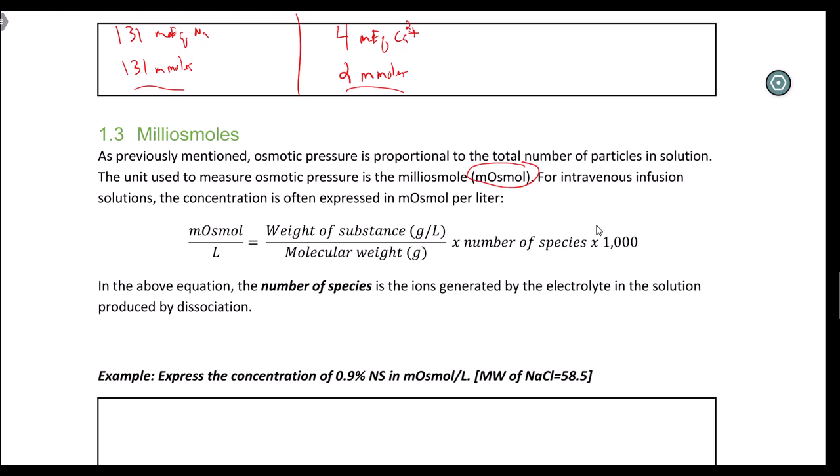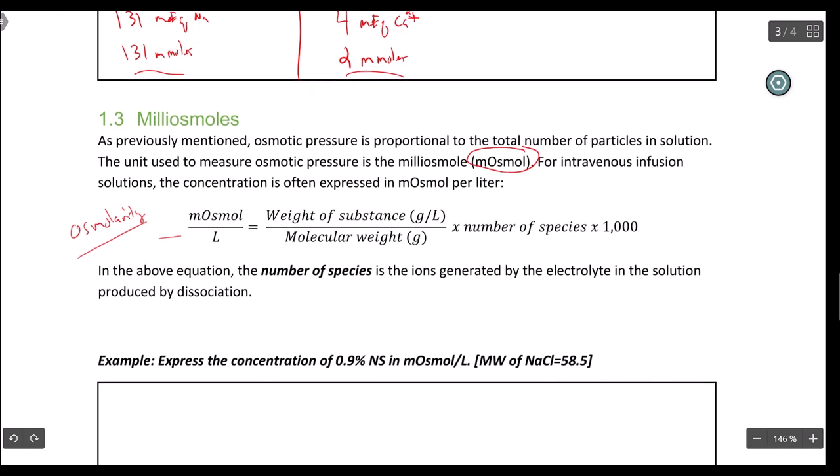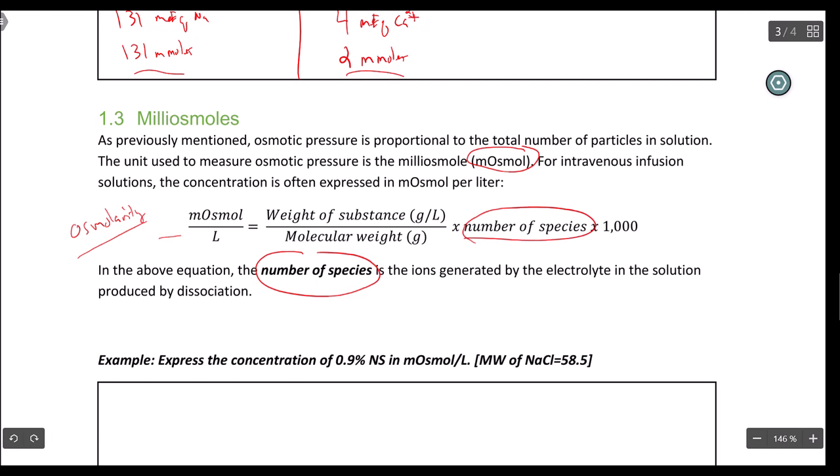So if somebody says, what's the osmolarity of something, these are the units they're looking for: milliosmoles per liter. We know how to get milliosmoles. We know how we do liters. You can use the equation, but what we're looking for, which is important, is the number of species in solution. That's the number of ions that are generated by dissociation. And here we're going to assume complete dissociation when we do it.